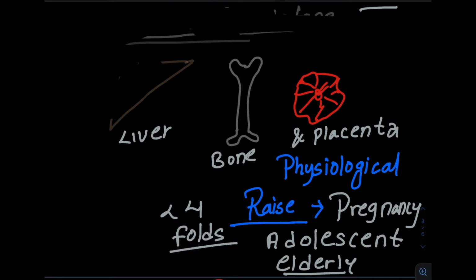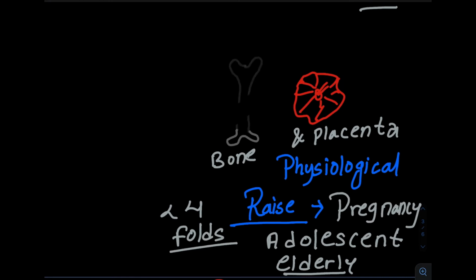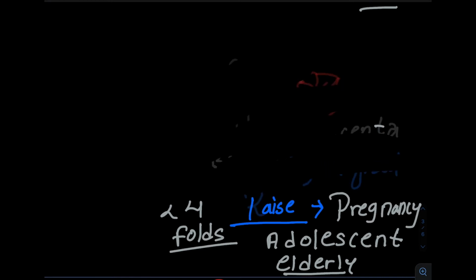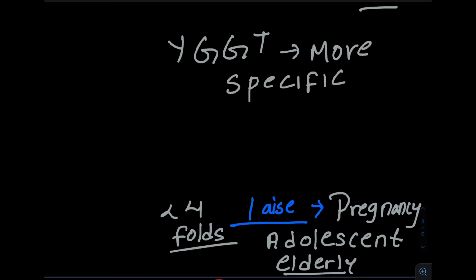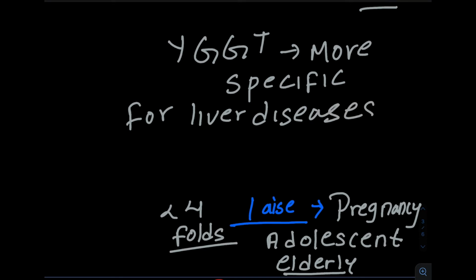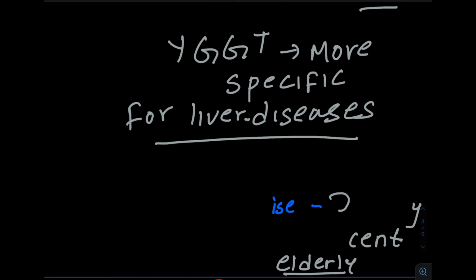After alkaline phosphatase, another enzyme that is usually raised when there is disease of the biliary apparatus is gamma glutamyl transferase, or GGT. Gamma glutamyl transferase is more specific for liver disease when it comes to liver function tests.